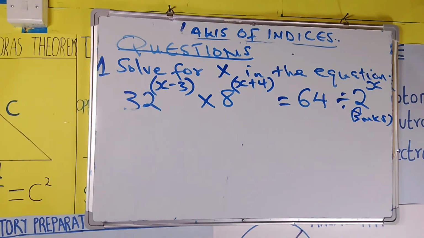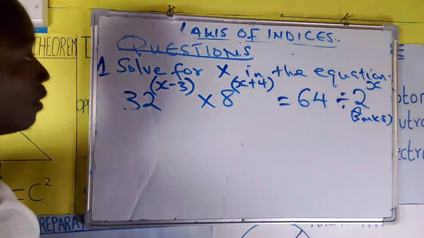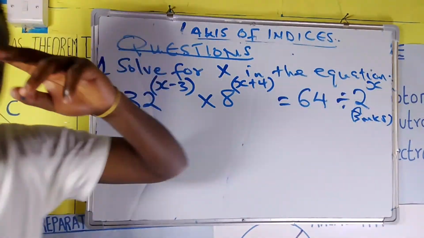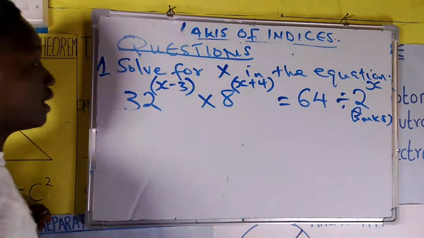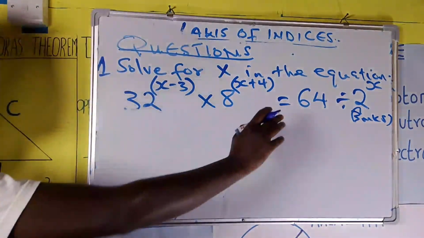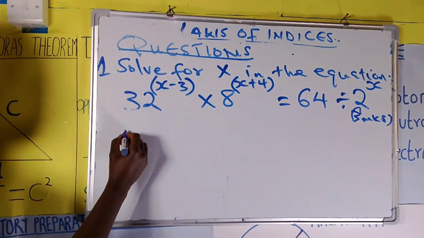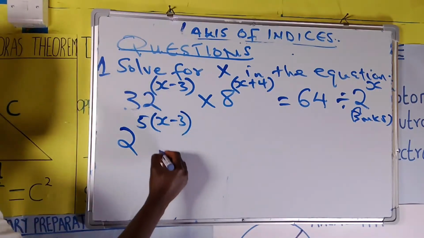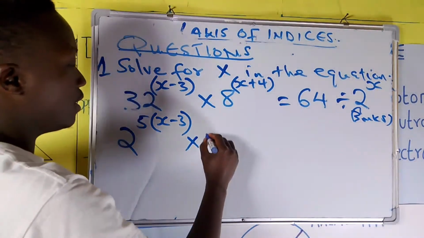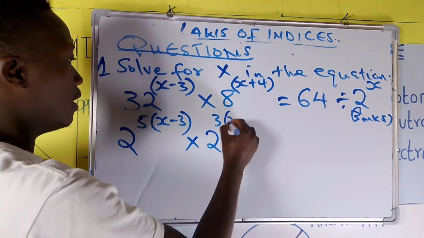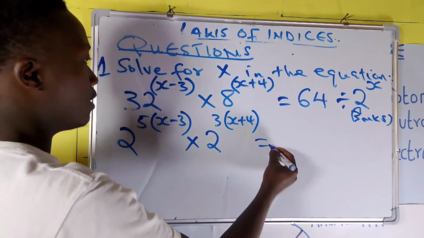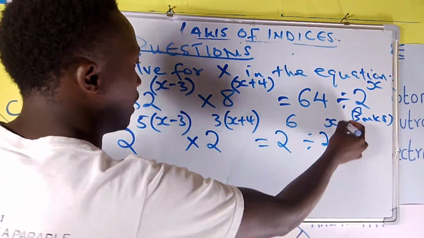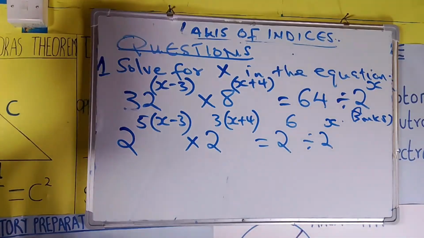So let's respond to this question. The smallest number here is 2 as the base. So what we are going to do is we write all these numbers to base 2. So 32 to base 2 is 2 to power 5, x minus 3, times 8 is 2 to power 3, x plus 4, is equal to 64 is 2 to power 6 divided by 2 to power x. That is the first step.